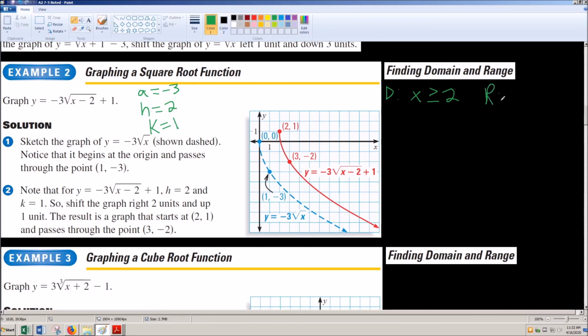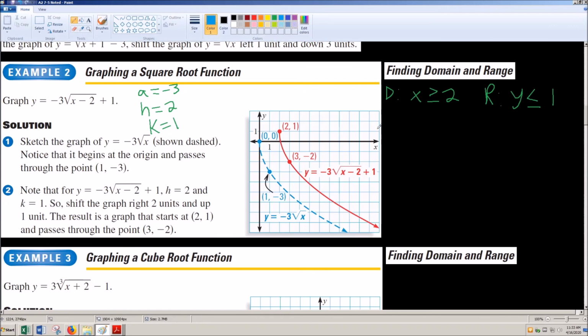Then I look at my range. Is my range going to open up or down? A value is negative. That means this thing's going to be opening down. So I'm going to have a range. Y is going to be less than or equal to whatever my k value is, and k value here is 1. So there's my domain and range.